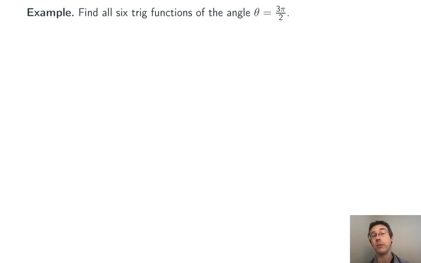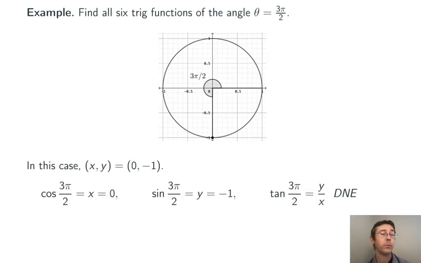Let's do one more example. Find all 6 trig functions of the angle theta equals 3 pi over 2. Here's a picture of that. We can see it is a 270 degree angle, a 3/4 turn. In this case, we can see the point x y on the unit circle that's defined by this angle just by inspection. It's going to be the point 0, negative 1.